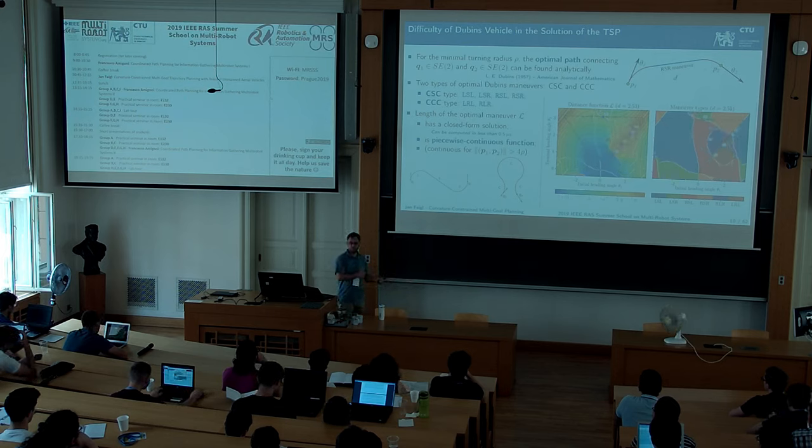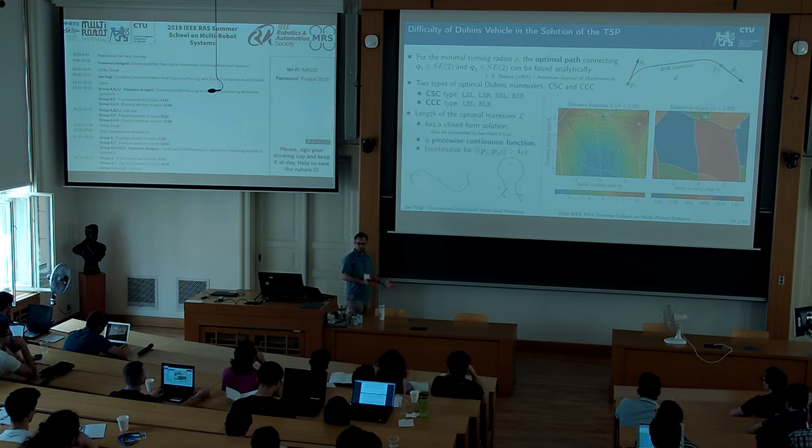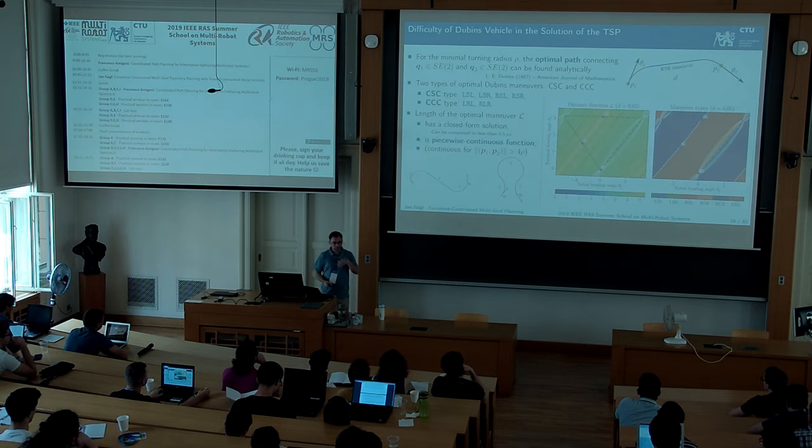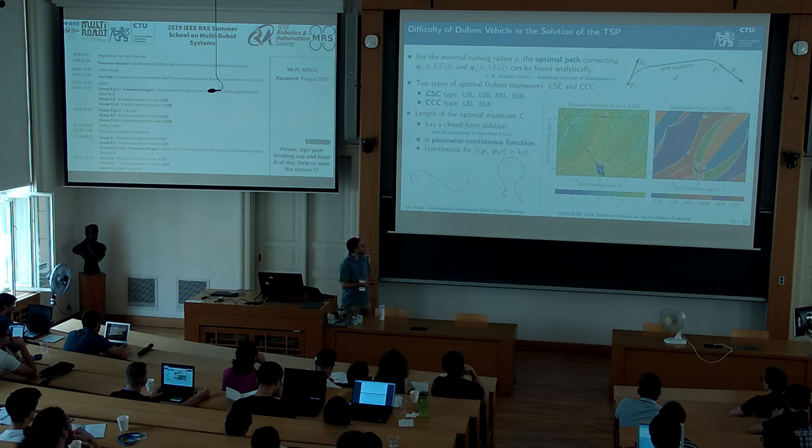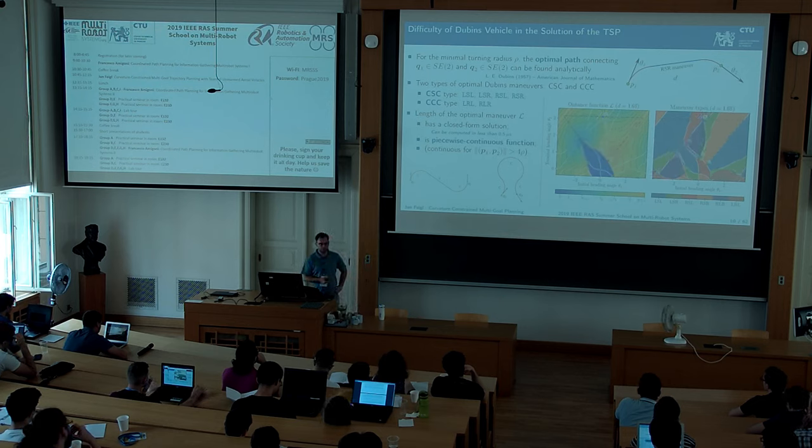And then, even though you are getting closer and closer, the length of the optimal maneuver is longer than before. Which means that the length of the optimal maneuver is not a continuous function, it's not even monotone. And that's the main difficulty or challenge we have in using the Dubins vehicle model.